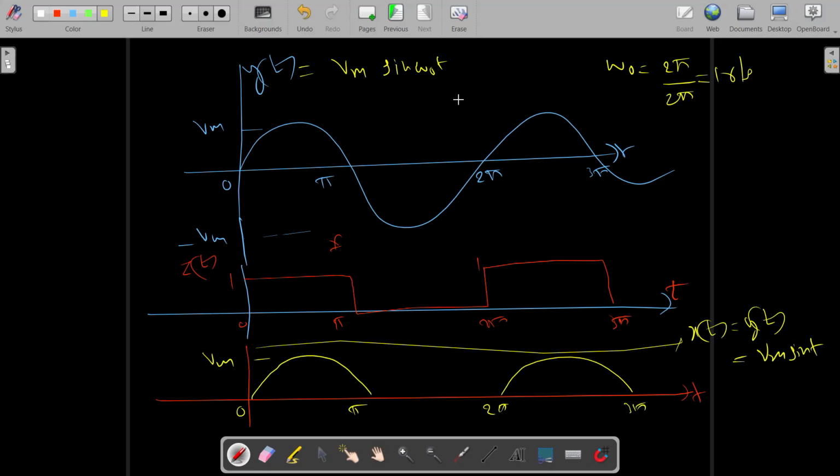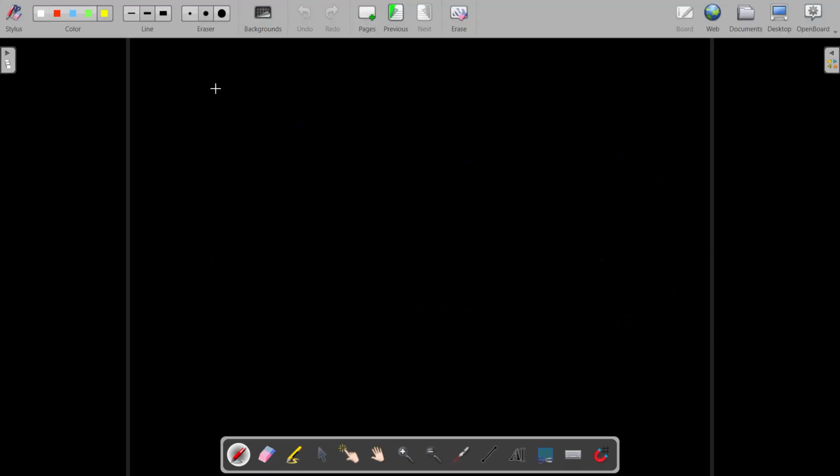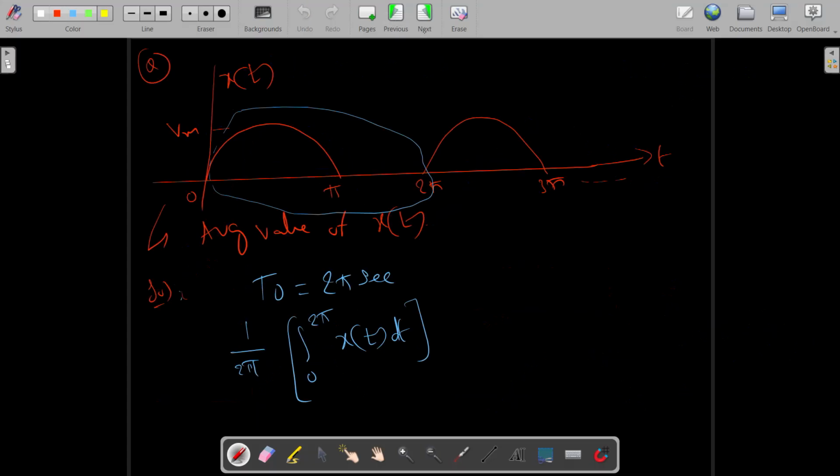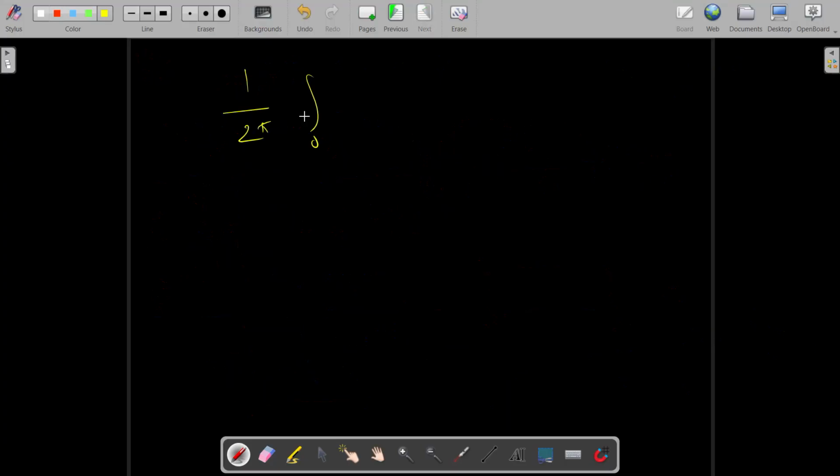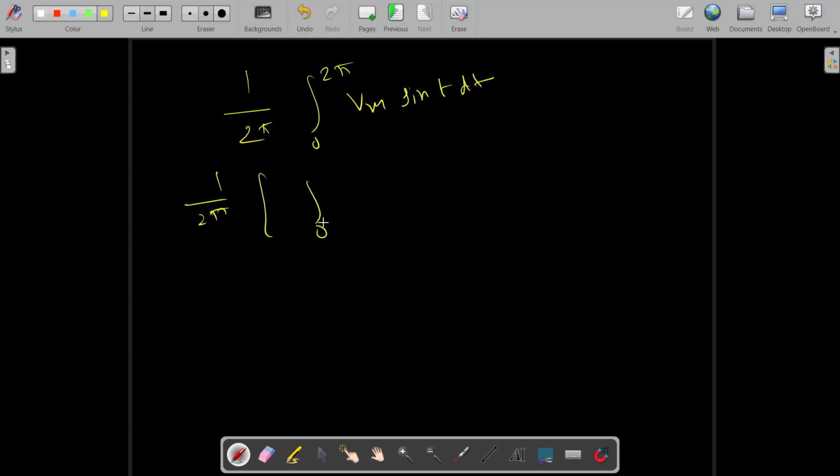So once we know x of t, just take the integration. So the integration is going to be 1 by 2 pi, from 0 to 2 pi. What is the x of t we got? Vm sine t, right? This is Vm sine t into dt. So 1 by 2 pi will be as it is, it's common. So from 0 to pi, this is Vm sine t dt, whereas from pi to 2 pi, it is going to be 0.